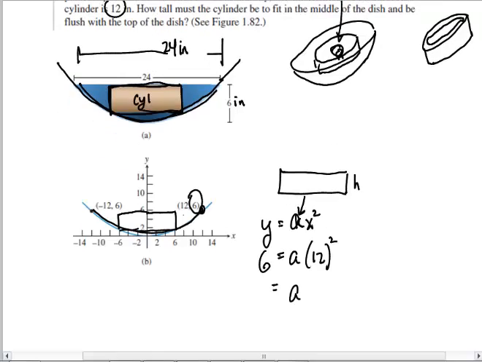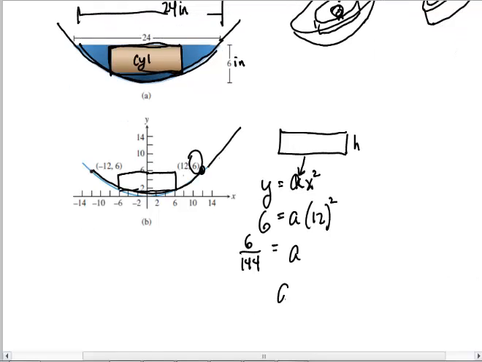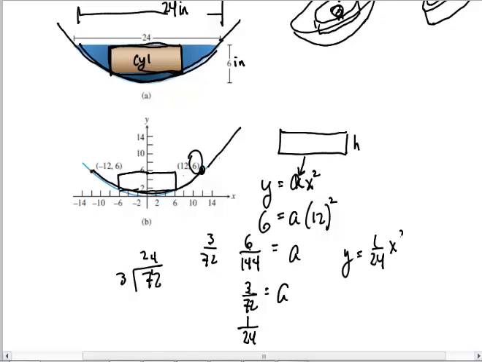So my a value is going to be, for the parabola, so I can come up with the equation of the parabola, just 6 over 144, which would reduce, if you're good with fractions, to 3 over 72, since I'm taking a factor of 2 out. And 3 goes into 72 also, so that's going to be 1 over 24. So my equation for my parabola is y equals 1 over 24 x squared.